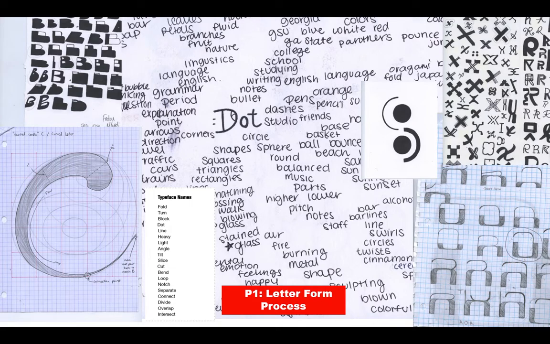Okay, process for project 1 letter form. So the first thing we're going to do is develop a keyword. Then we're going to do some thumbnail sketches. Third, we'll do some sketch refinements. And fourth, we'll do some final rendering.